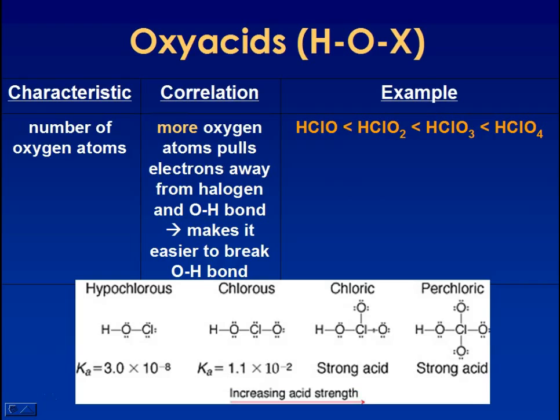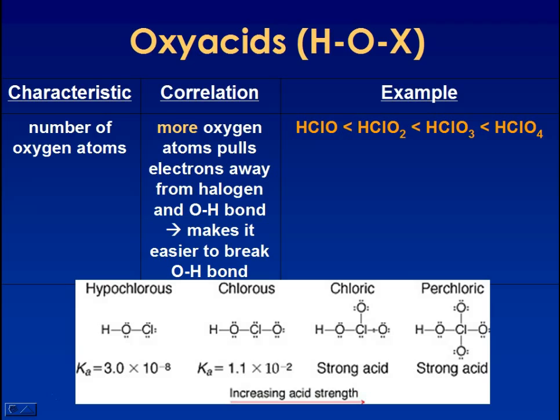With oxyacids, it has to do with how many oxygen atoms are present in the structure. The more oxygen atoms that are present, the more electronegative atoms we have, and the more the electrons get pulled away from that H-O bond and more towards the nonmetal and the oxygens that are attached to it. So when the electrons are pulled more away, you are able to break that bond more easily.